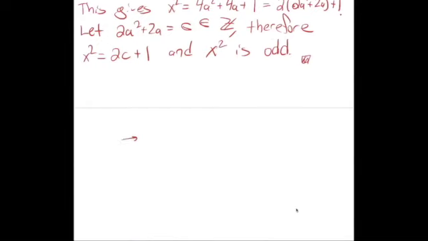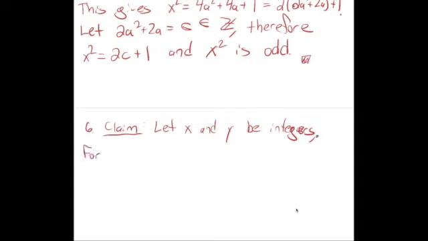Did not. Okay. So the group that was working on 6, what was the claim that we're trying to prove here? Let x and y be integers; for all x, x cubed minus x is even. Say the second part again. For all x, x cubed minus x is even.